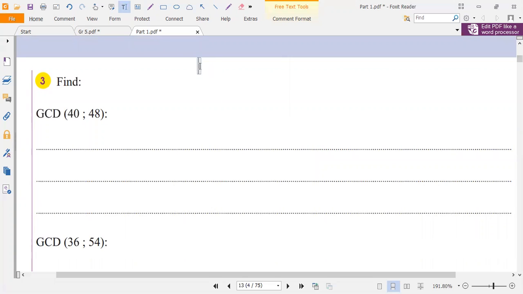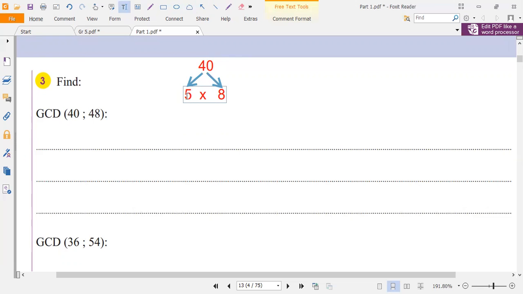We write 40 and we think of 40 as a product of two numbers, any two numbers other than 1. We don't write 1 times 40. We can say that 40 is 5 times 8. Let's write 5 times 8. Now we decompose the 5 and the 8.